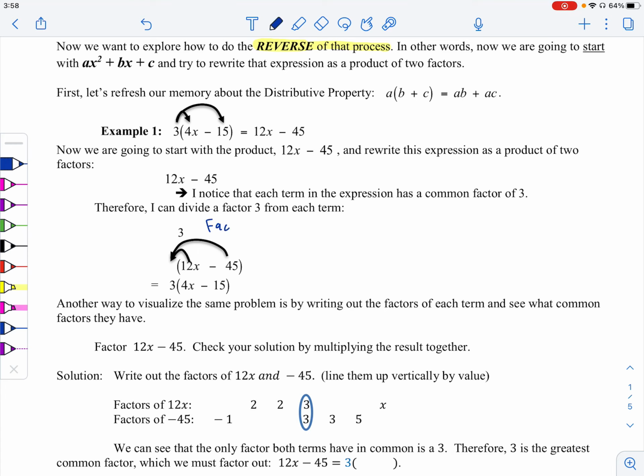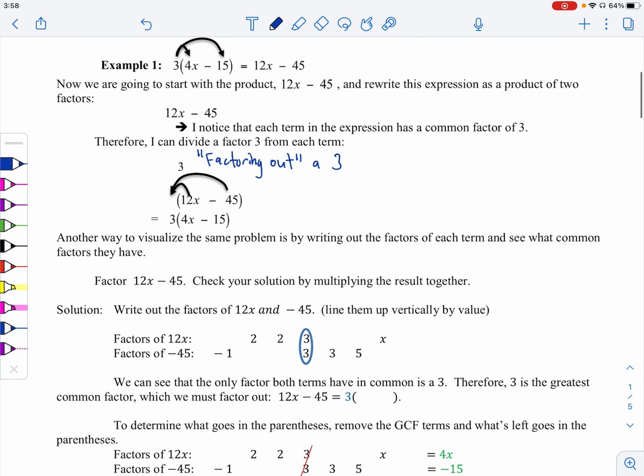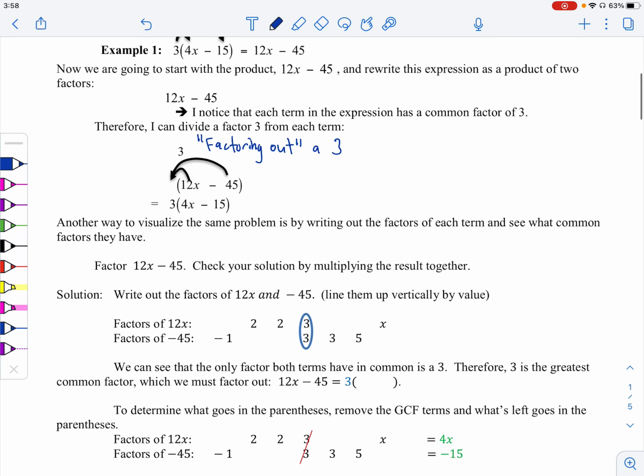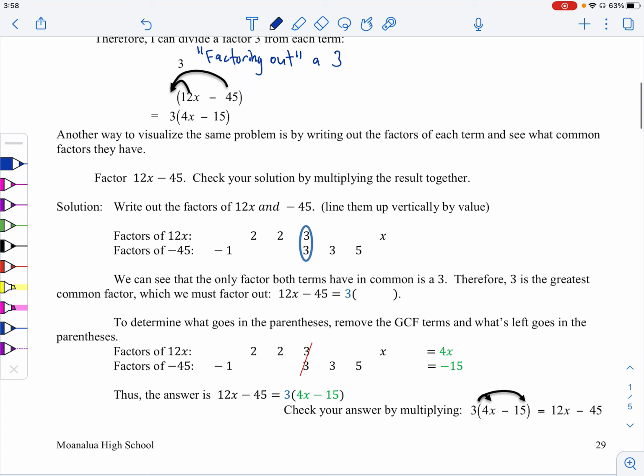So we're factoring a 3 from each term to get back to the beginning. Because we multiplied it by 3, we factored out a 3 to get back to the beginning. Okay, so how do we write this out? What we're going to do is write out our factors. So factors of 12x. Factors of 12: 2 times 2 times 3.